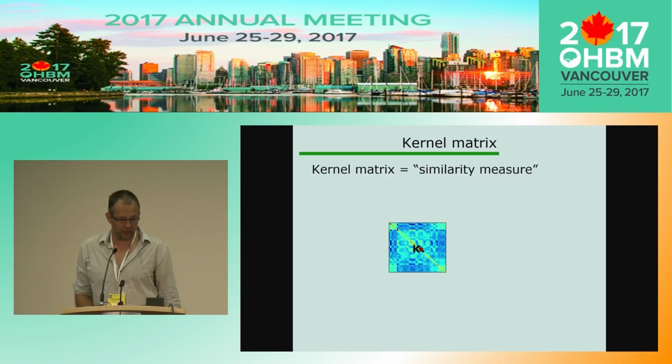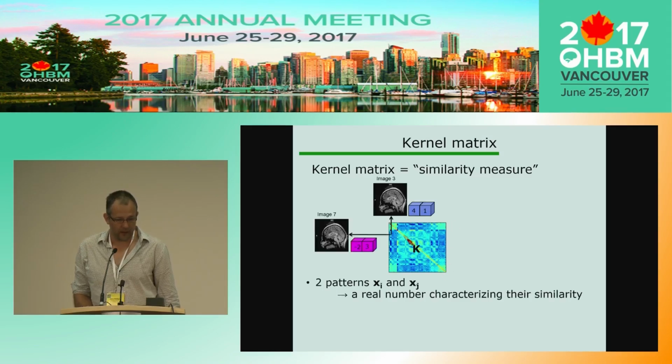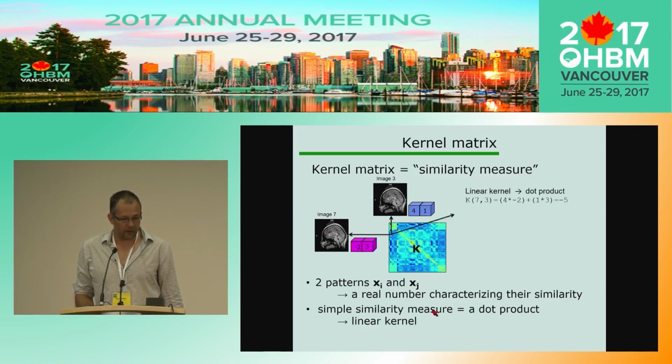The matrix or kernel is simply a square matrix. The idea is that at each and every point in that matrix, you have a number that is built from a pair of images. So the coordinates in the matrix, 7, 3, will depend on image 7 and image 3 in my data. If you go for a linear machine, how you combine those two images is simply using a dot product. So you multiply element by element and you sum it.